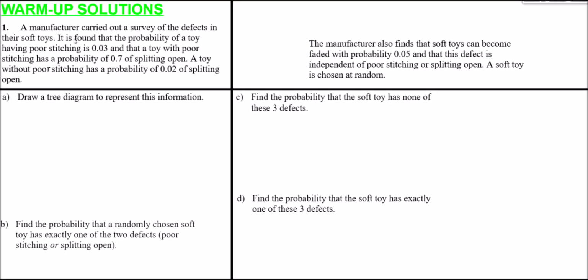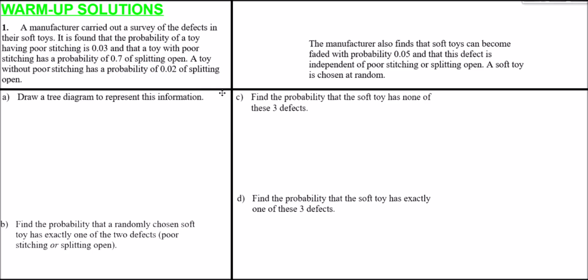So here we've got a manufacturer who's carried out a survey of the defects in their soft toys. It's found that the probability of a toy having poor stitching is 0.03 and that a toy with poor stitching has a probability of 0.7 of splitting open. A toy without poor stitching, however, only has a probability of 0.02 of splitting open. So what we're asked to do first of all is to draw a tree diagram for this information.